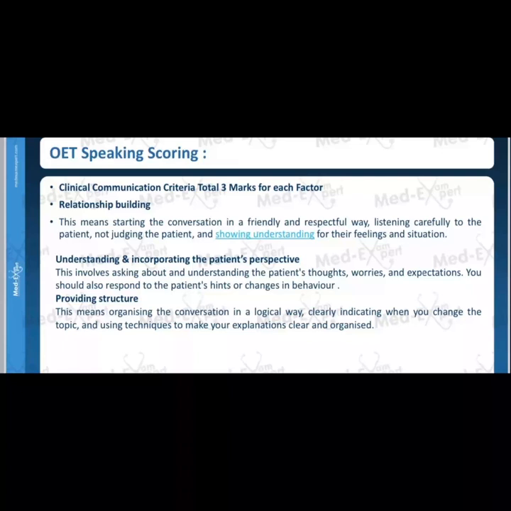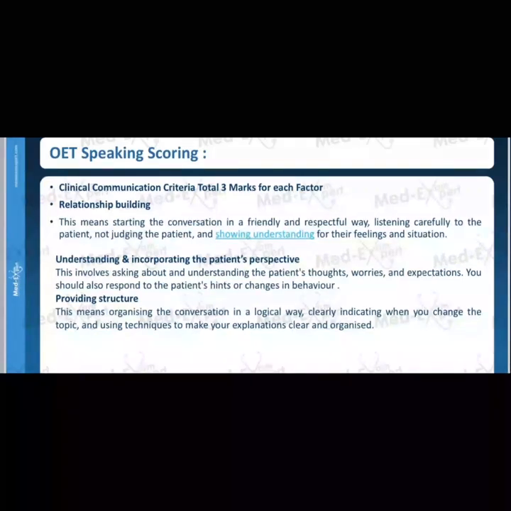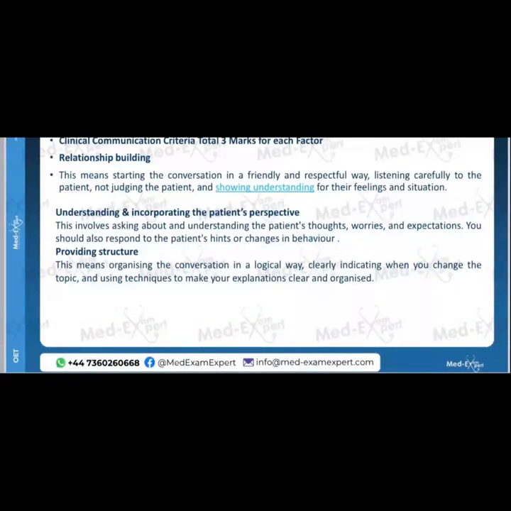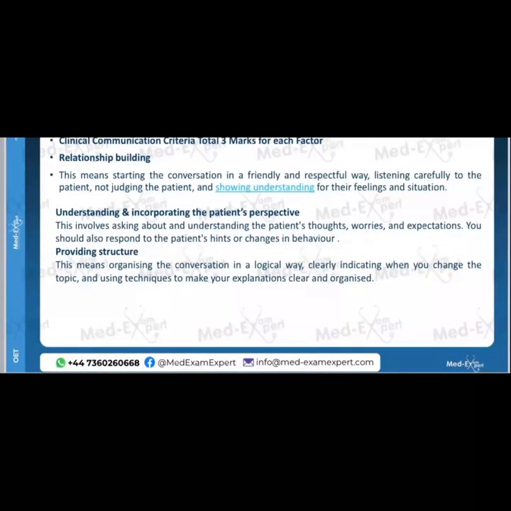Understanding and incorporating the patient's perspective. This involves asking about and understanding the patient's thoughts, worries, and expectations. You should also respond to the patient's hints or changes in behavior. If the patient is uncomfortable with you, or is hiding something, you have to talk to the patient. You have to take your patient into confidence, and let them know that you are the doctor and you can do anything for them.